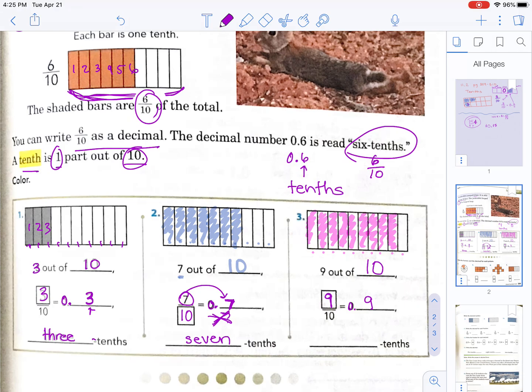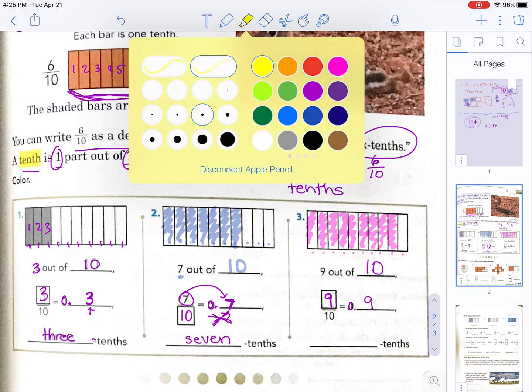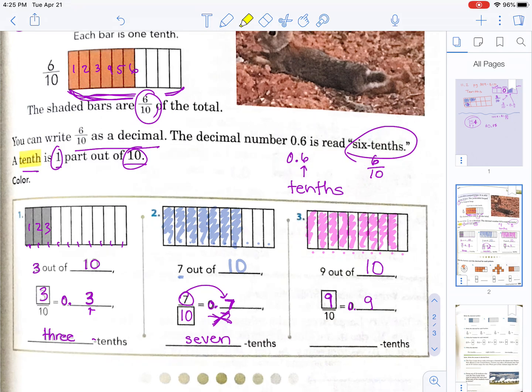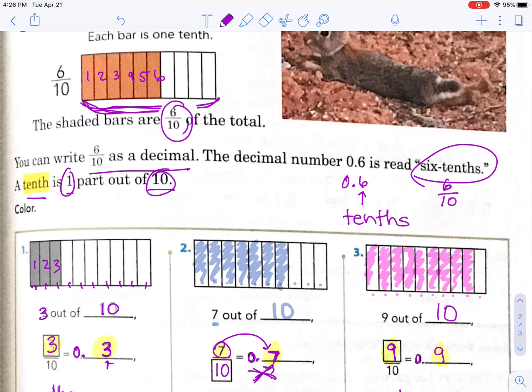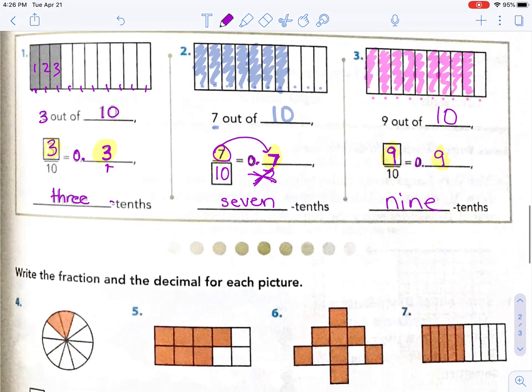Do you see a connection? What do you notice, boys and girls? What do you notice? 3 out of 10 becomes 3 in the tenths place. 7 out of 10 becomes 7 in the tenths place. 9 out of 10 becomes 9 in the tenths place. So what would we write here? 9 tenths. All right, let's move on.